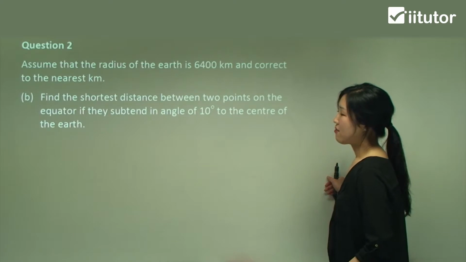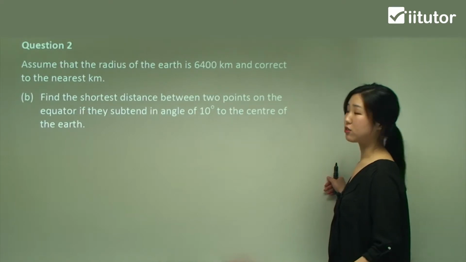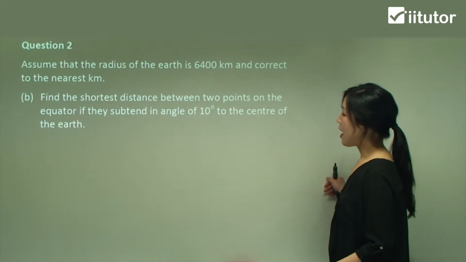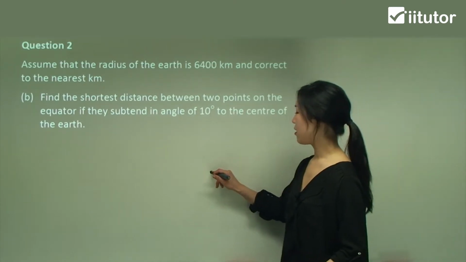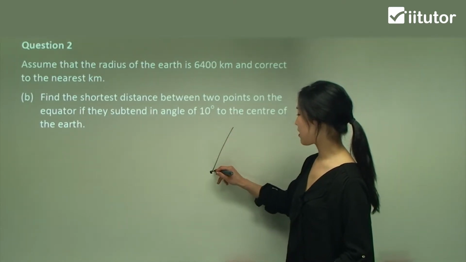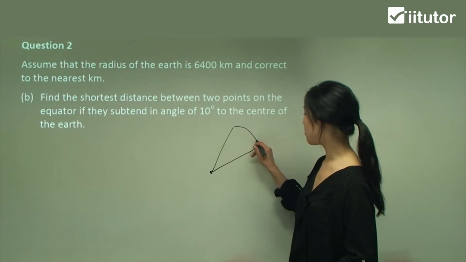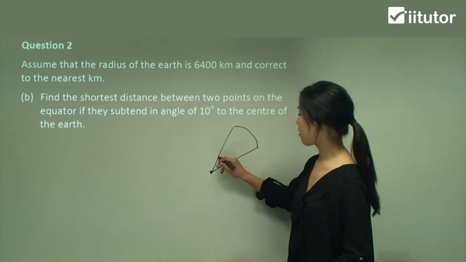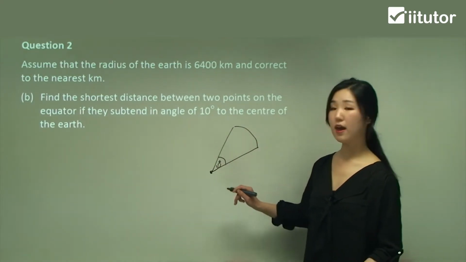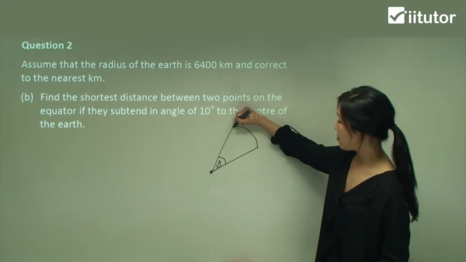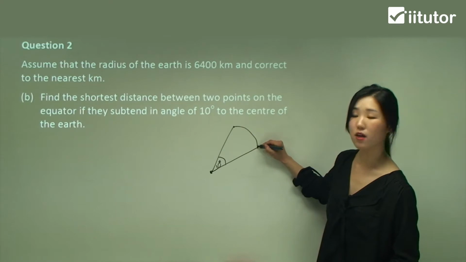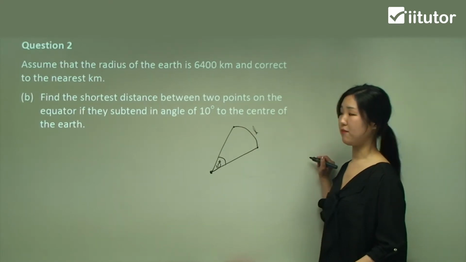Now, B, find the shortest distance between 2 points on the equator if they subtend an angle of 10 degrees to the center of the Earth. So if this is the center of the Earth, we want it to subtend just 10 degrees, a really small angle there, okay? And we want to find the shortest distance between 2 points. So this is 1 point and this is another. We want to find this length here.